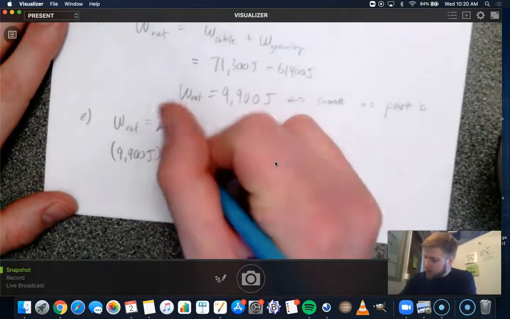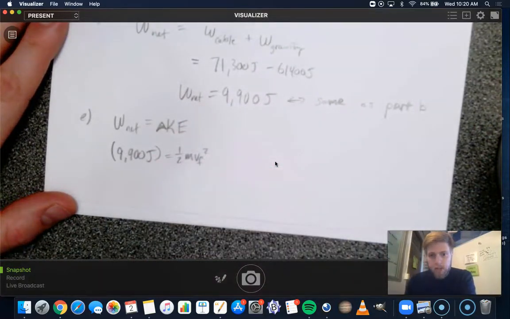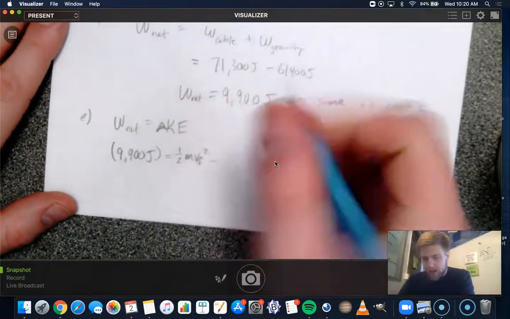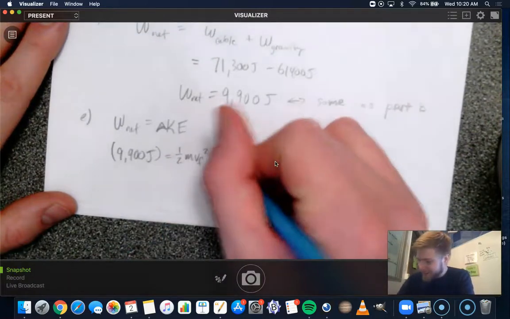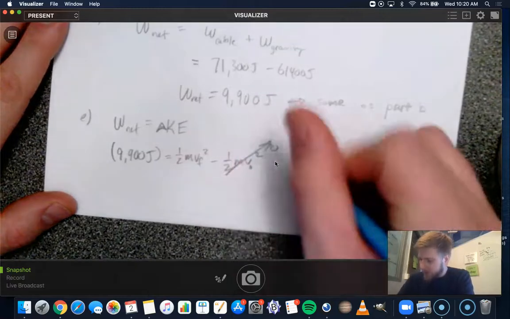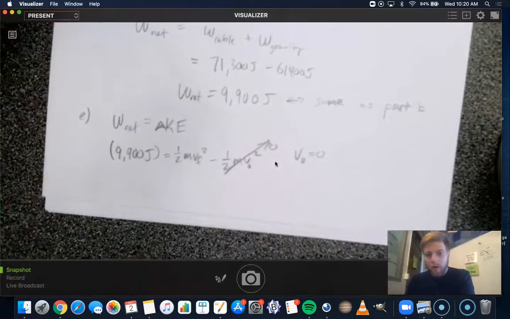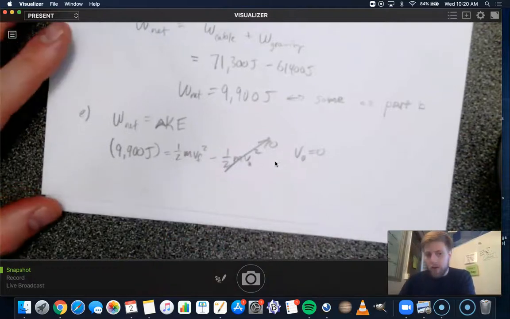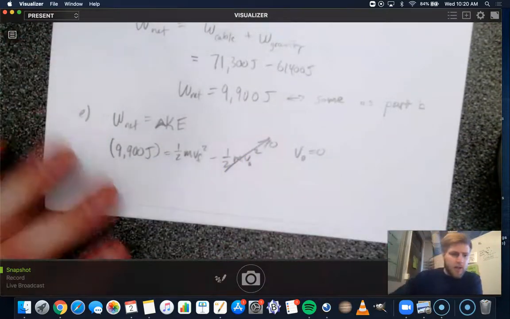And that's going to be equal to the final kinetic energy minus the initial kinetic energy. They've made it easy for us. They tell us that the initial velocity is equal to 0. And so all we have to do, we also know the mass, is solve for the final. I'm going to go ahead and do all of that, show you the answer, so we can wrap this up.